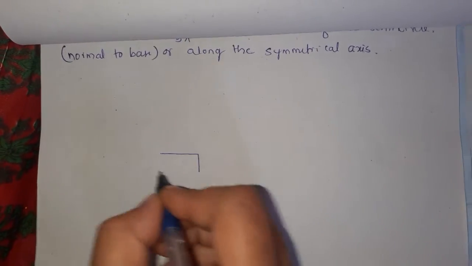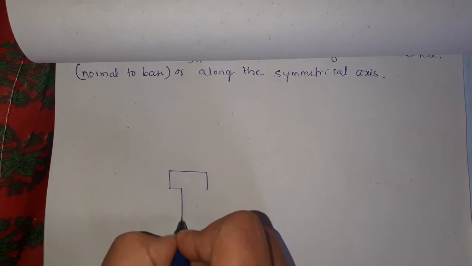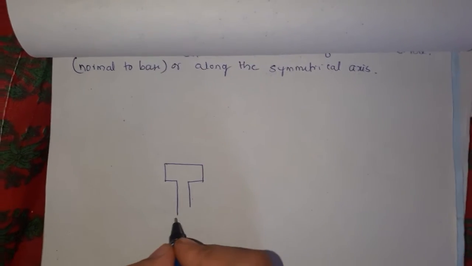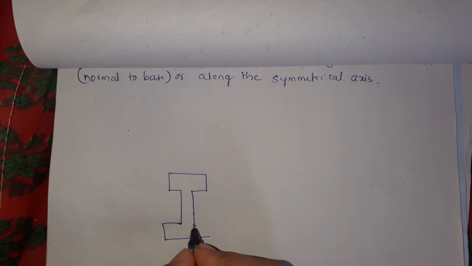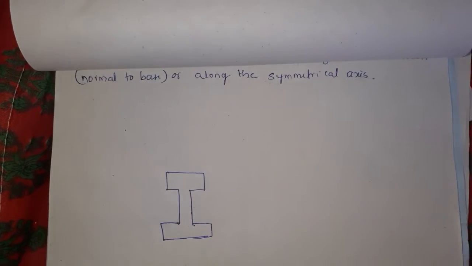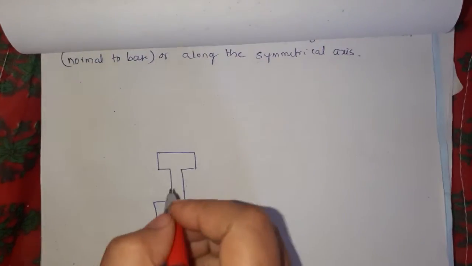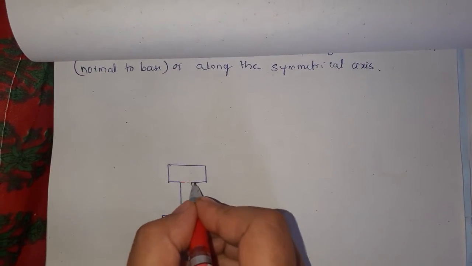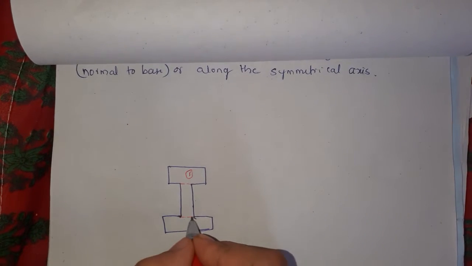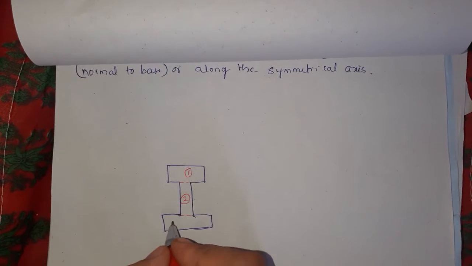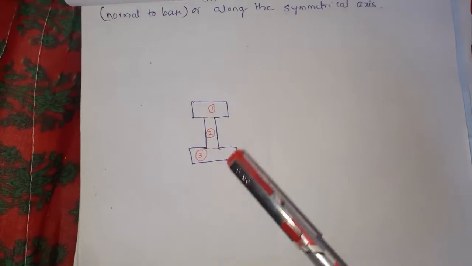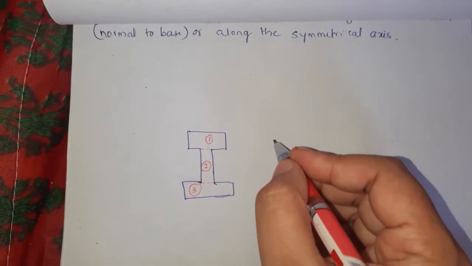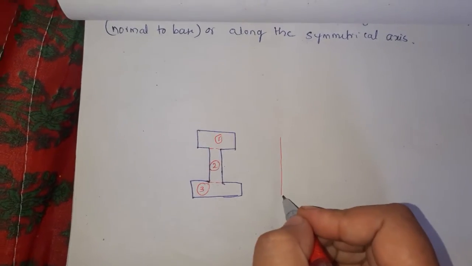So let me take the I section given. Instead of taking the whole I section, let us divide it into the first rectangle, another rectangle, the second one, and another rectangle, the third one. In such a way you have to divide the given figure into known shapes.